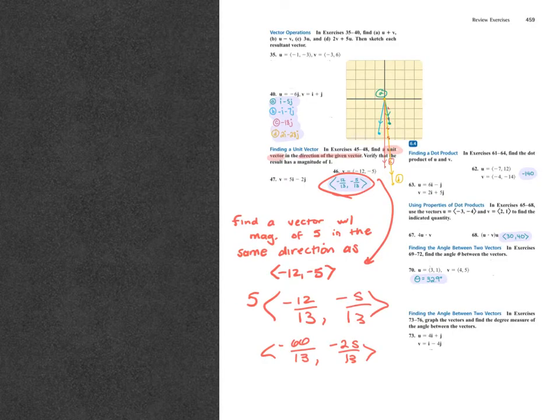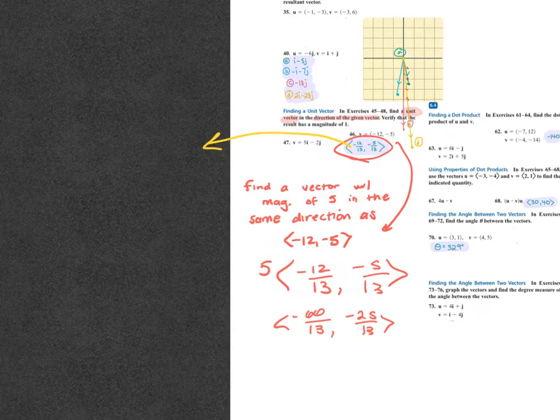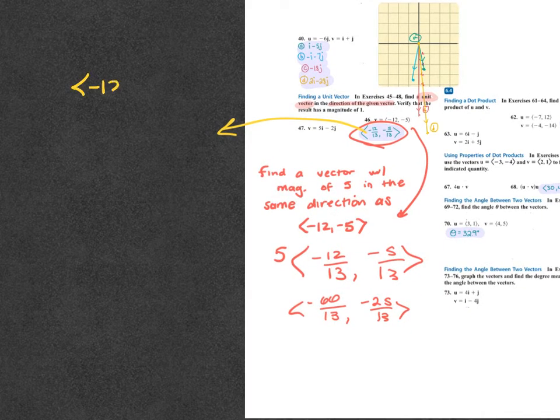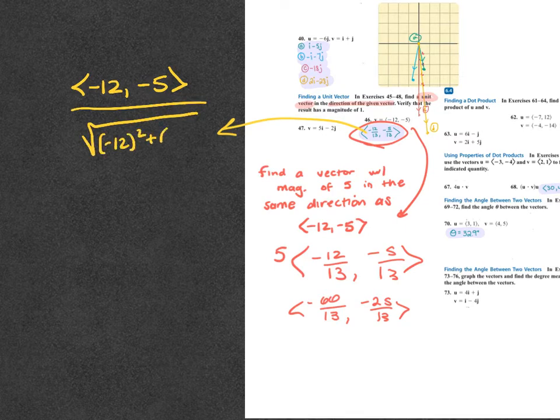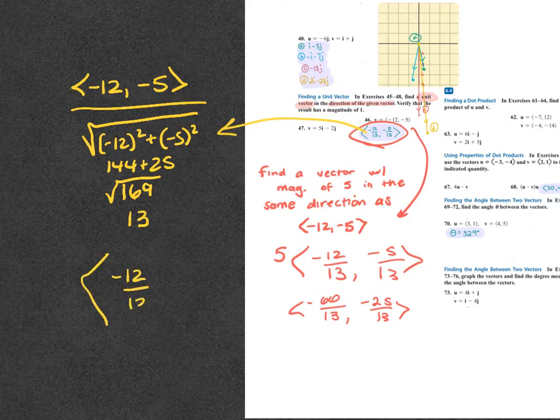So to find the unit vector on this one, we do the component form, so negative 12, negative 5 over the magnitude of that, which would be the square root of negative 12 squared plus negative 5 squared. So that's 144 plus 25, which is 169, and the square root of 169 is 13. So then I'd get negative 12 over 13 and negative 5 over 13. If the bottom had a square root, I would rationalize. This time I got lucky and it didn't, so you just have to simplify it.